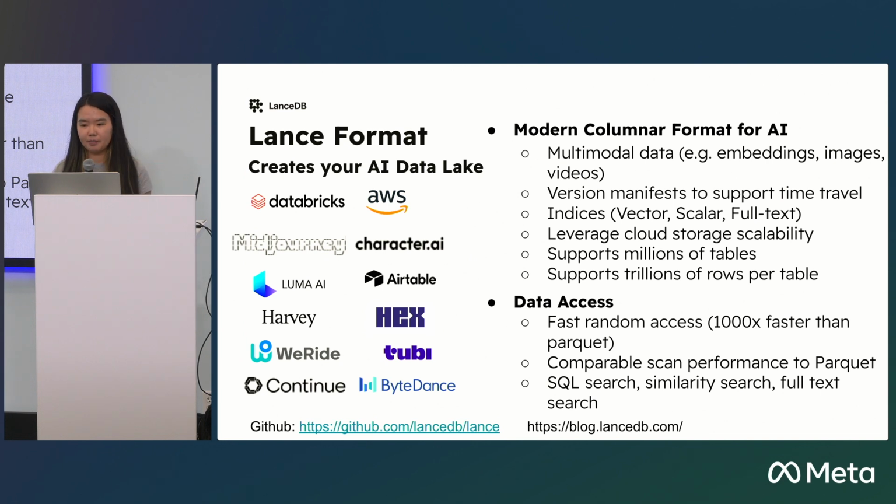We have version manifests to support time travel and zero-copy schema evolution. And one special thing is that we also put indexes inside this Lance format. All the vector indexes, scalar indexes, and full-text indexes reside with the data itself, so it's not bounded by memory limitations. You can put them as objects in cloud storage. Because of this design, we are able to support millions of tables and trillions of rows per table.